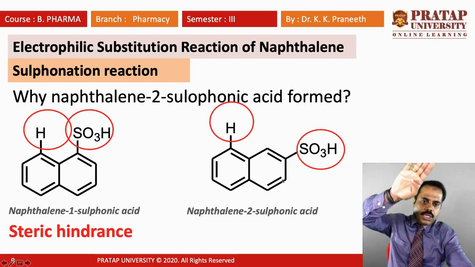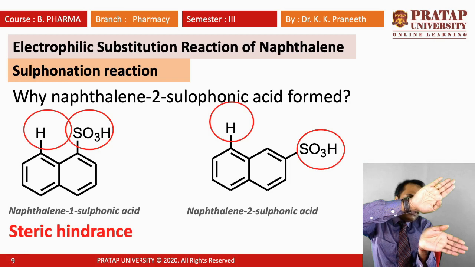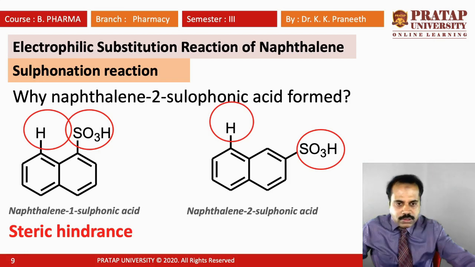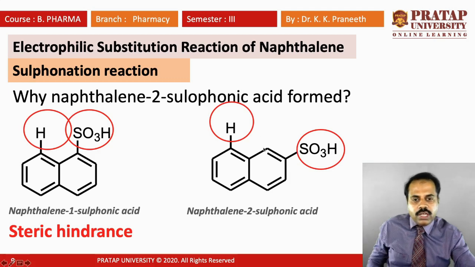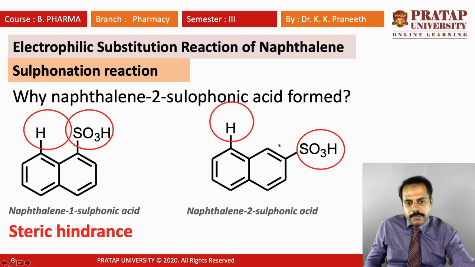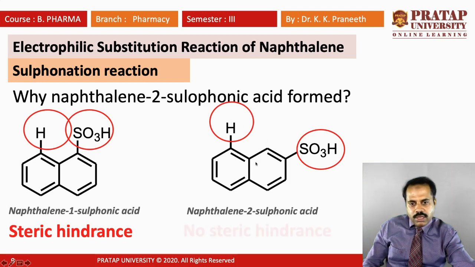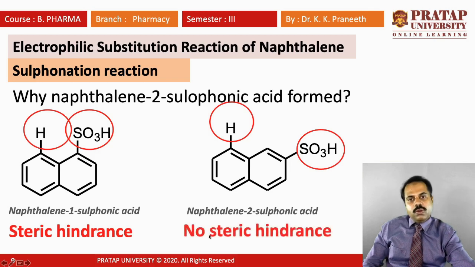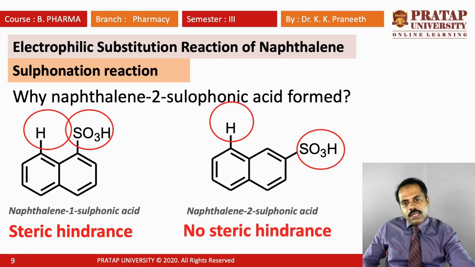For this carbon, the sulfonic acid is here like this, and for this carbon the sulfonic acid will be like this. There is an angle, so there is no direct interaction. Same thing here, this sulfonic acid is here and this hydrogen is here. So there is no direct interaction for these hydrogens, and this hydrogen is far away. This is the straight one that is far away. So there is no steric interaction, no overlap between these two. So what is the meaning? This is more stable compared to naphthalene 1 sulfonic acid.